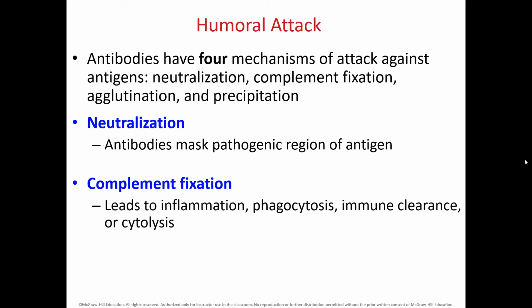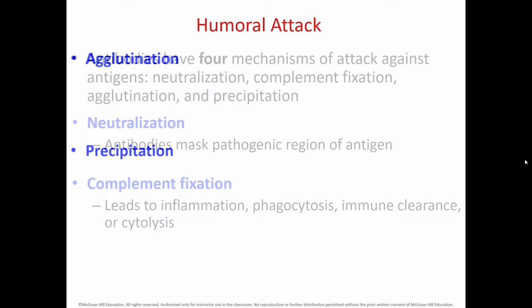Complement fixation, this is where we are going to have the antibodies attach, and then they may change their shape somewhat and expose areas of themselves that can attach to complement proteins and activate the complement system. So here's where we can activate those different effects of the complement system we talked about with innate immunity: inflammation, phagocytosis, immune clearance, or cytolysis.